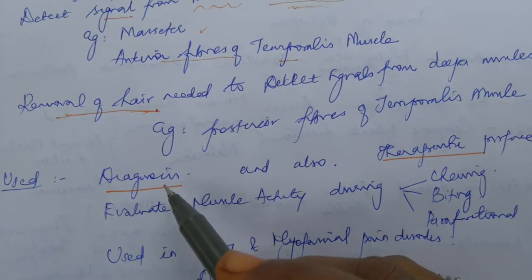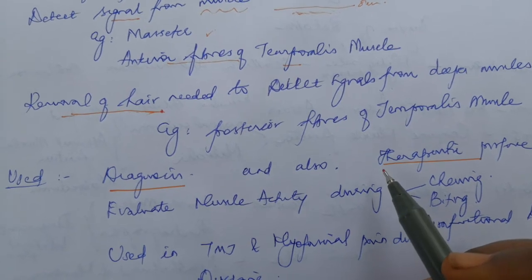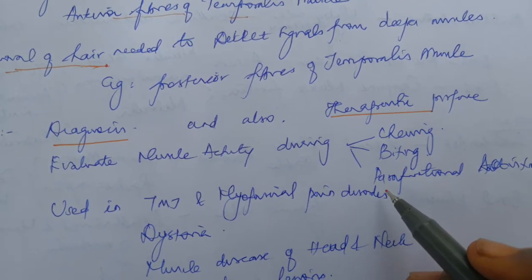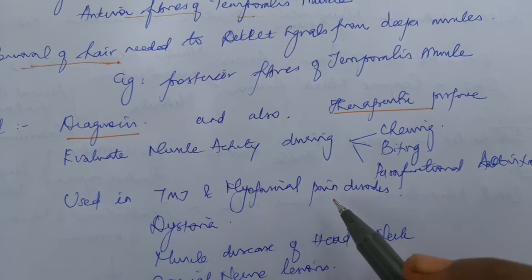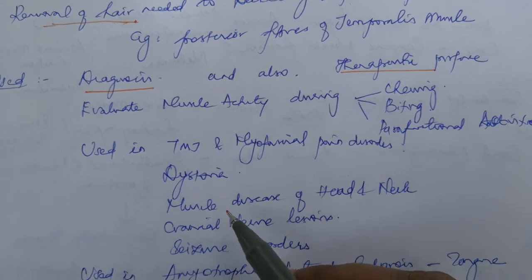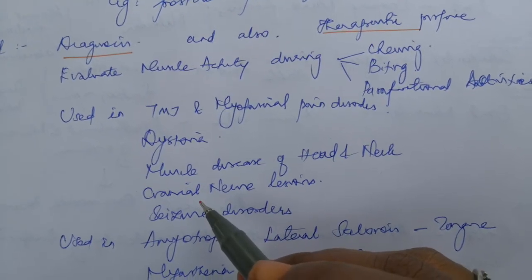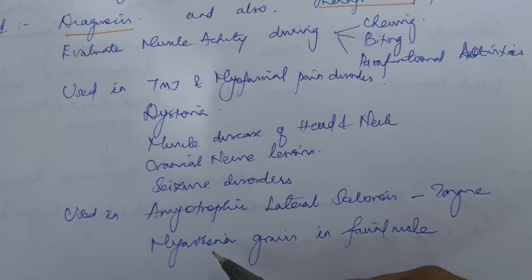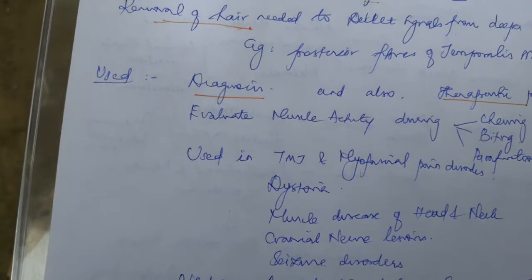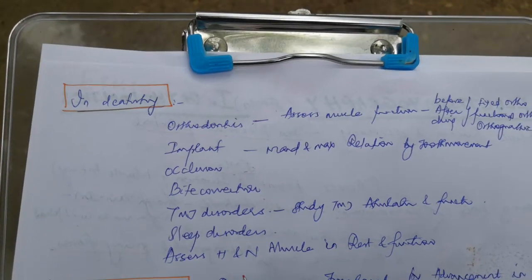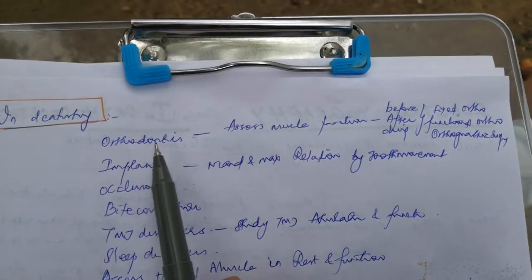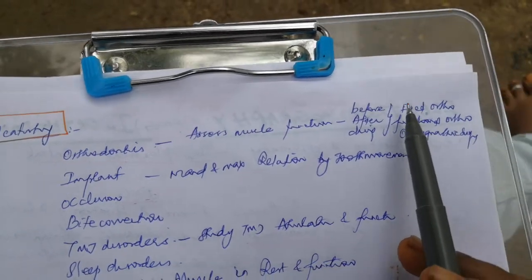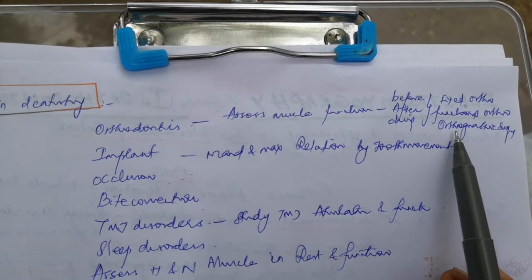So it is used both for diagnostic and therapeutic purposes. It evaluates the muscle activity during chewing, biting or parafunctional habits. It is used in TMJ and myofascial pain disorders, dystonias, muscle disease in the head and neck region, cranial nerve lesions, seizure disorders, and ALS and myasthenia gravis. In particular in dentistry, I will say now. Particularly in orthodontics, it assesses the muscle function before, after or during the treatment. It may be a fixed treatment, functional appliance or an orthognathic surgery.